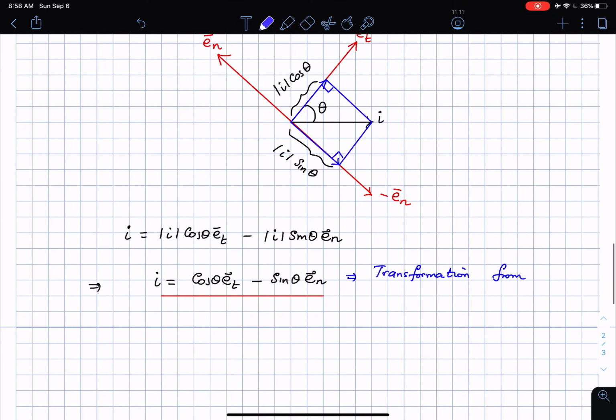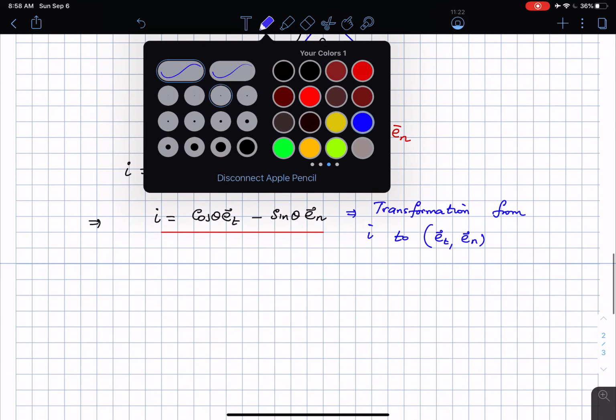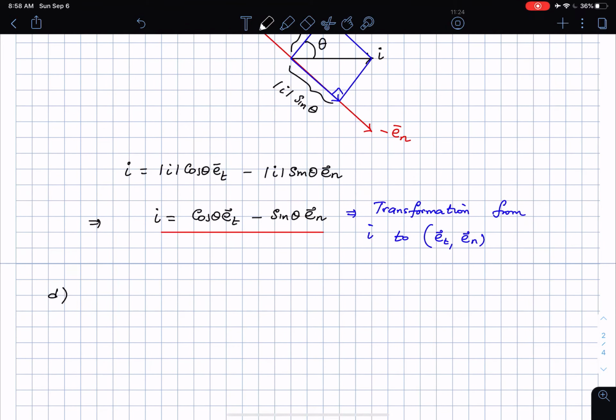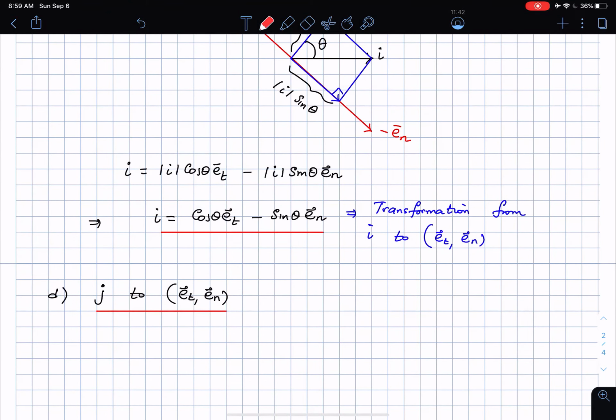From I to Et and En, and while we are at it, we might as well do the last one, which is from J to Et and En. Okay, so let me do that too to cap off everything. Okay, J to Et En. Okay, this is some arbitrary Et En. Et and En can be replaced by Er and E theta, so the same procedure can be applied to transform between any two orthogonal coordinate frames, and I'm going to write that statement down at the end.